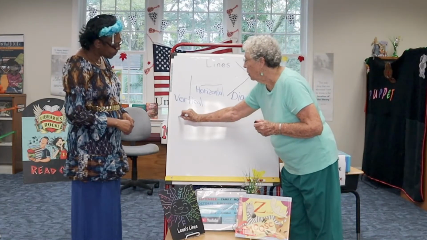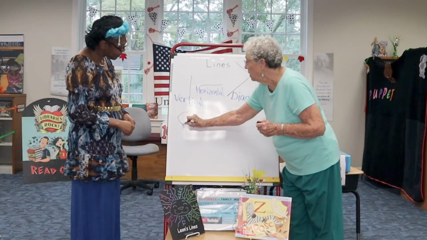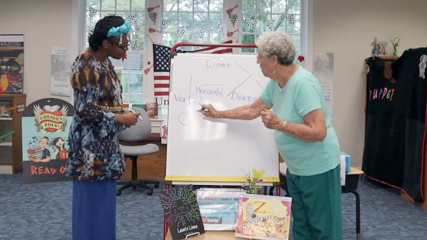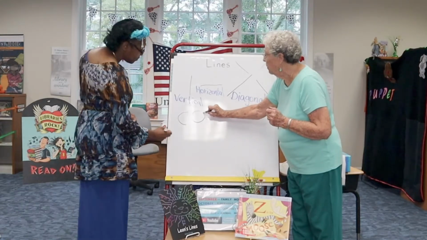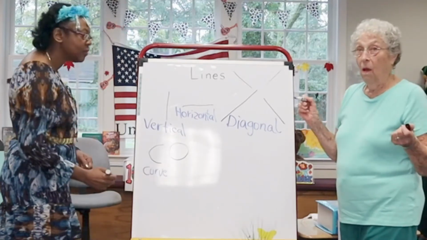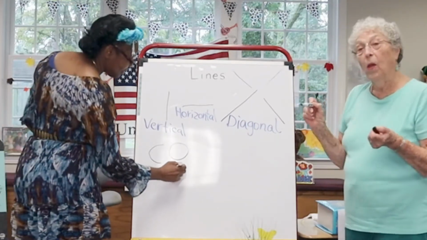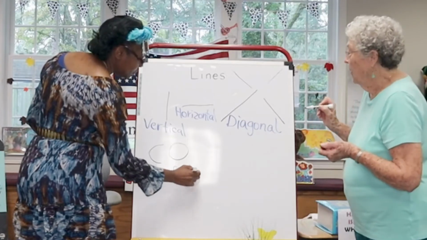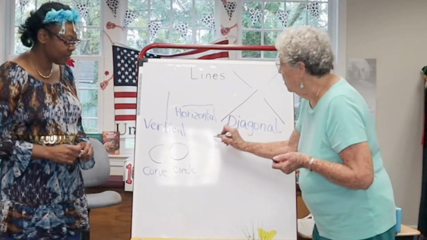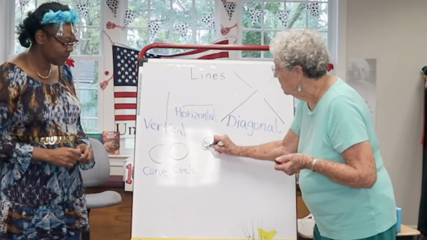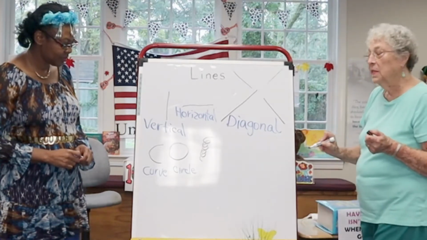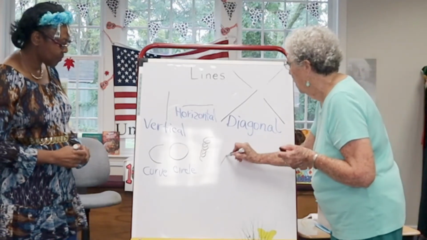We have a curved line. And if I want to keep going on that curve, I just keep coming around, and guess what? We have an O, or a 0, or a circle, or a ball, whatever you want to call it. So that's a curved line. And curved lines can also be like this, because they still are curving. And the last is called a zigzag line.